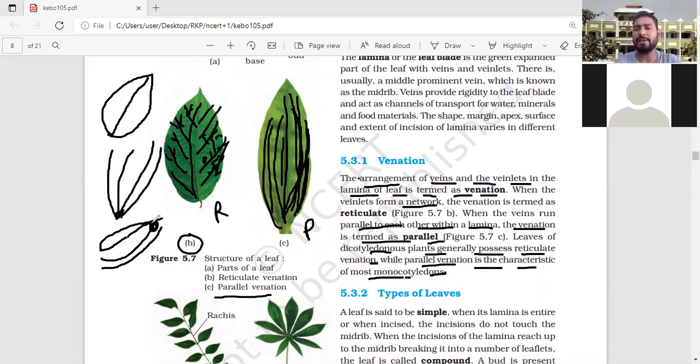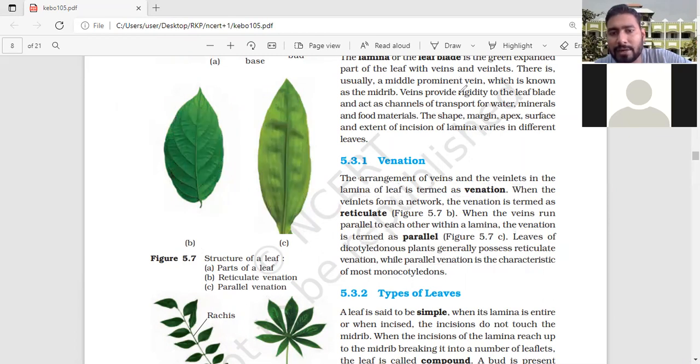So these veins may be divergent or convergent type, unicostate or multicostate. Clear? If they have a single midrib, it is unicostate, or sometimes they have more than one, so that is multicostate. But this is not given in NCERT. Whatever is given, we will discuss only that, not beyond NCERT.